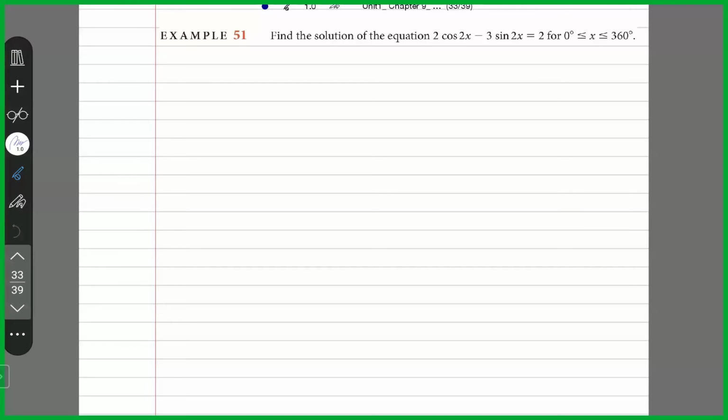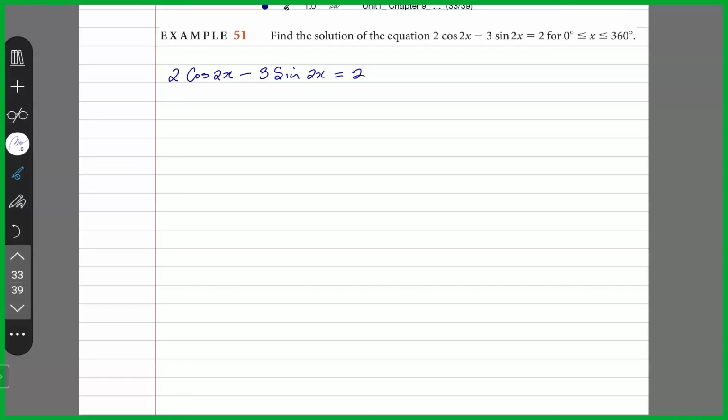All right, so right now we're going to look at example 1. Example 1 is asking us to solve the equation 2 cos 2x minus 3 sine 2x is equal to 2, and we want answers from x is equal to 0 to 360 degrees.